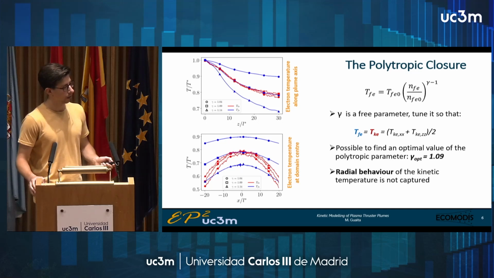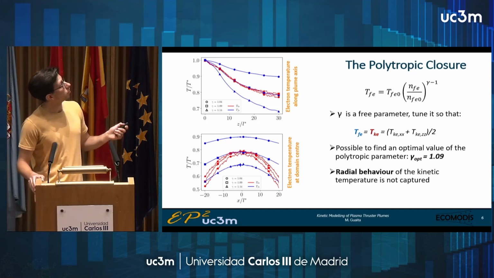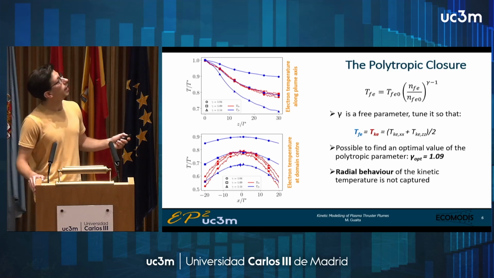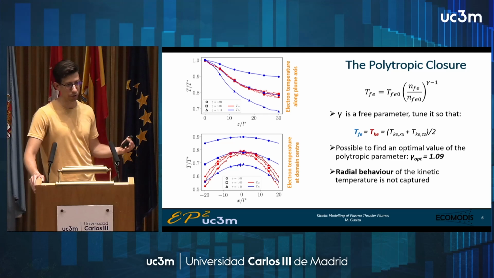polytropic closure. So if you're not familiar with the polytropic closure, it just states that the temperature of the fluid electrons is dependent only on the fluid electron density. And we close this with a polytropic parameter, which is gamma, which is a free parameter of the model, so we can choose it.